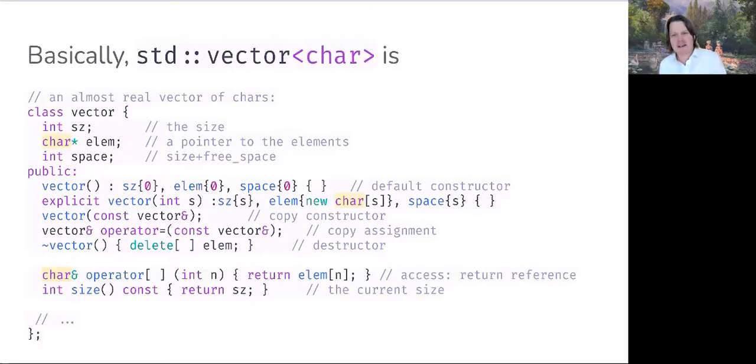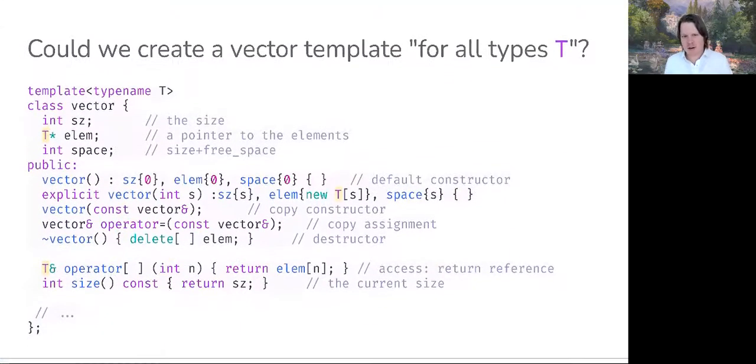So you start looking at this and you realize, okay, well, the behavior here is generic. If we're pushing back, say, an element onto our vector of characters versus one of doubles or ints, that operation is going to be more or less the same, irrespective of the type of element we're pushing. More so, if we look at any of the implementations, it doesn't really change depending on the type of object stored. So is there a way that we could create a vector template for all types T?